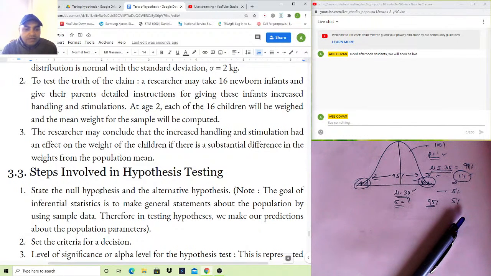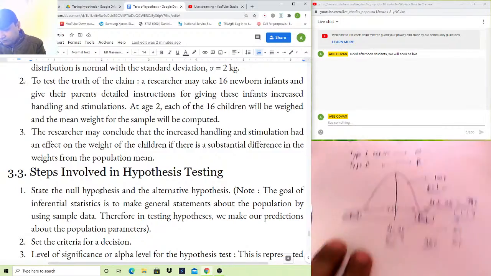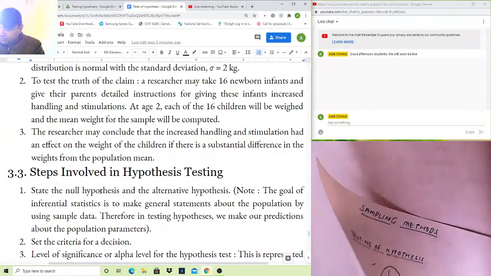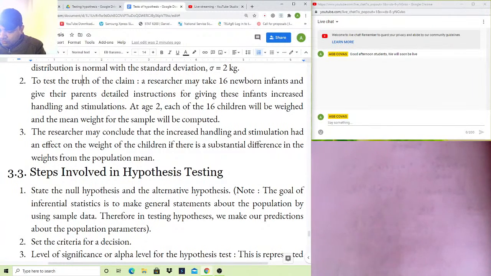So what will they be comparing? They will be comparing the mean of that sample and the population mean. If it is substantially different from that of the population, so that it lies outside, for example, I will try to make you understand this using an example.